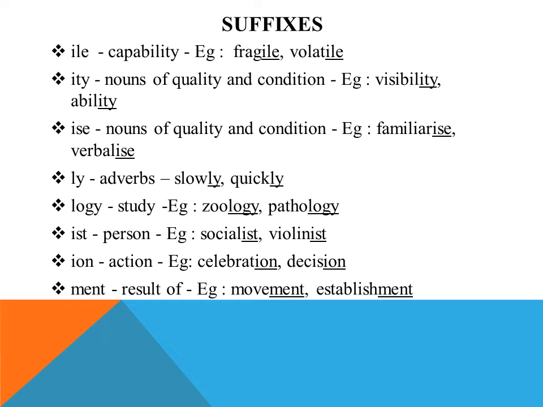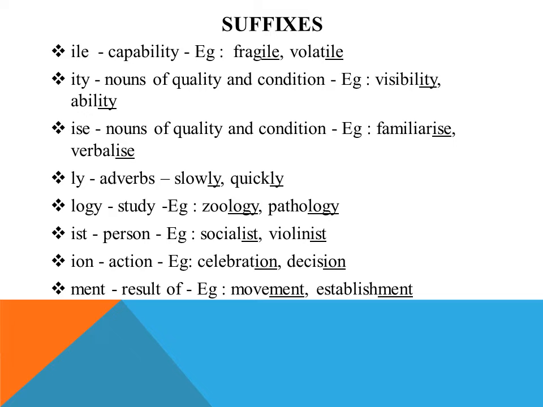Let us see some important suffix words in the slide. The first word I am going to explain is ile. Ile always represents some capability or ability. For example, fragile, volatile. The next word is ity. It represents nouns of quality and condition. For example, visibility, ability, capability, etc.